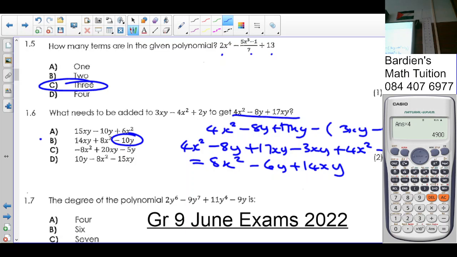There's an issue, no? Did I make a mistake somewhere? Where? So it's 3xy minus 4x squared plus 2y. 4x squared minus 8y, 17xy. What must be added to that to get? So that goes first. That is correct. Minus. That is correct. So why? Oh, I added the wrong terms. So that's supposed to have given you negative 10y. Not so. So the answer is B, of course.